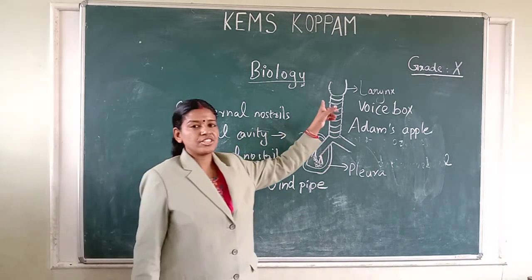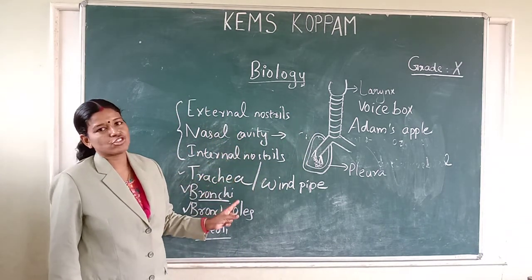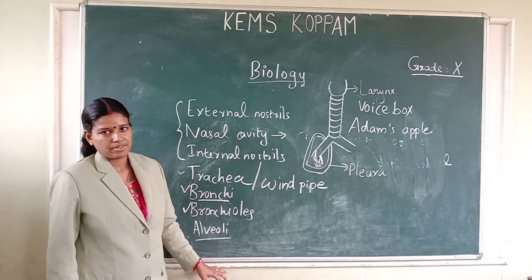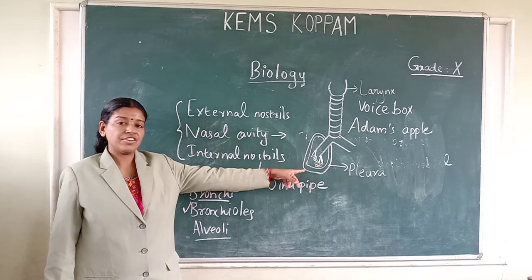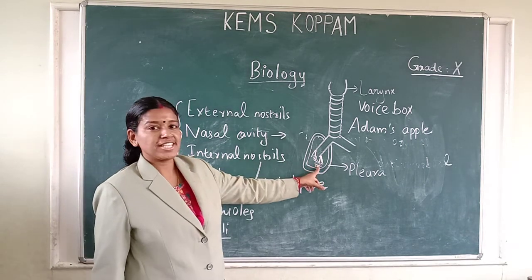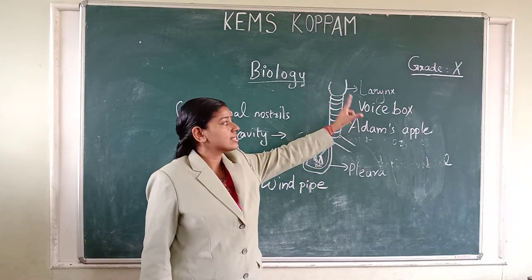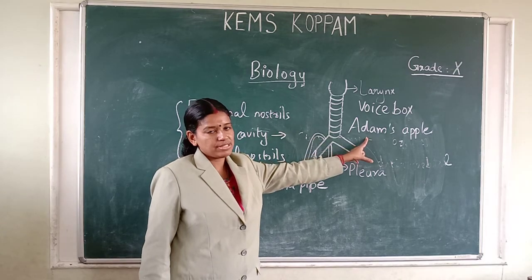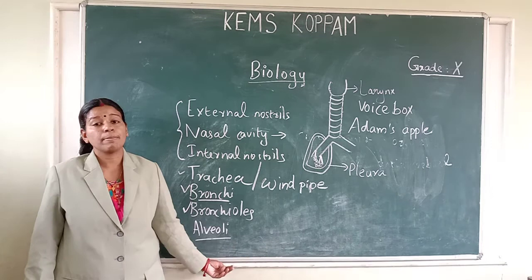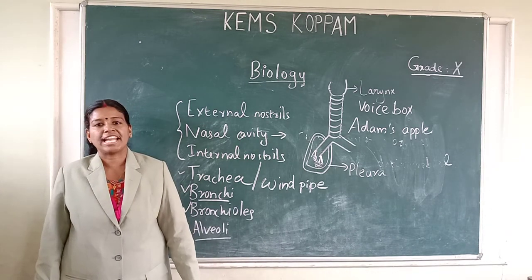Okay, so starting from external nostrils, nasal cavity, internal nostrils, trachea or windpipe, bronchi, bronchioles and alveoli. Okay, and the lungs is covered with a membrane called as pleura. Site of gaseous exchanges, alveoli. Enlarged portion, larynx or voice box. In males, Adam's apple it is called as. Is this clear? So these are the parts that helps in respiration, which is another important essential process.